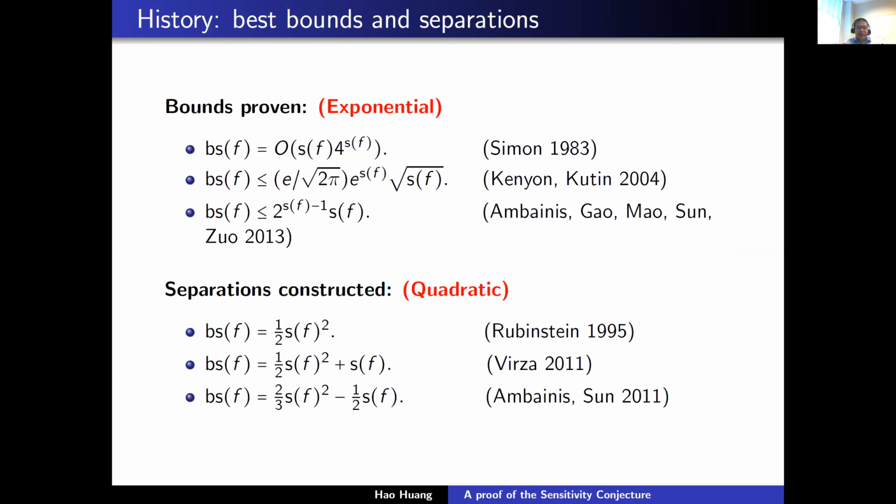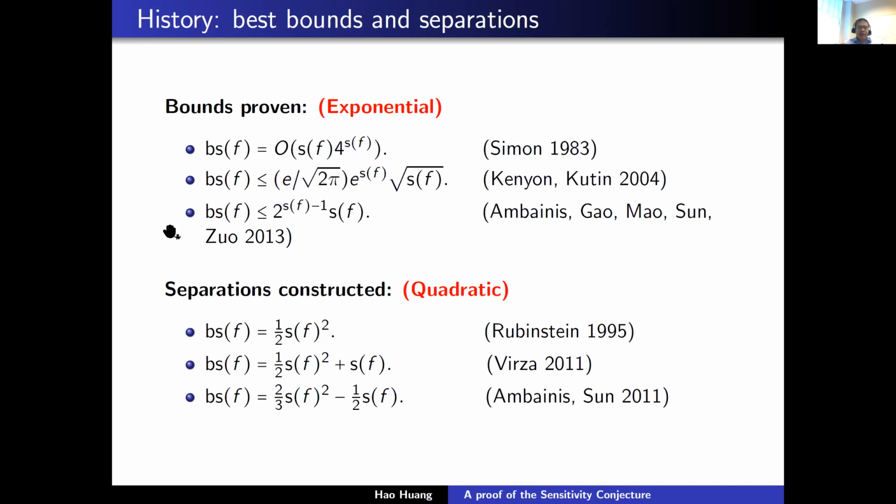So now let me quickly give you a survey of what's known about the sensitivity conjecture in the past. There are two lines of research. You can either try to prove an upper bound on the block sensitivity as a function of the sensitivity, or you can try to find an example, just like the Rubinstein function, that gives you a good separation. For the upper bound, Seymour in 1983 showed that the block sensitivity is at most roughly 4 to the sensitivity. So the constant here is 4.